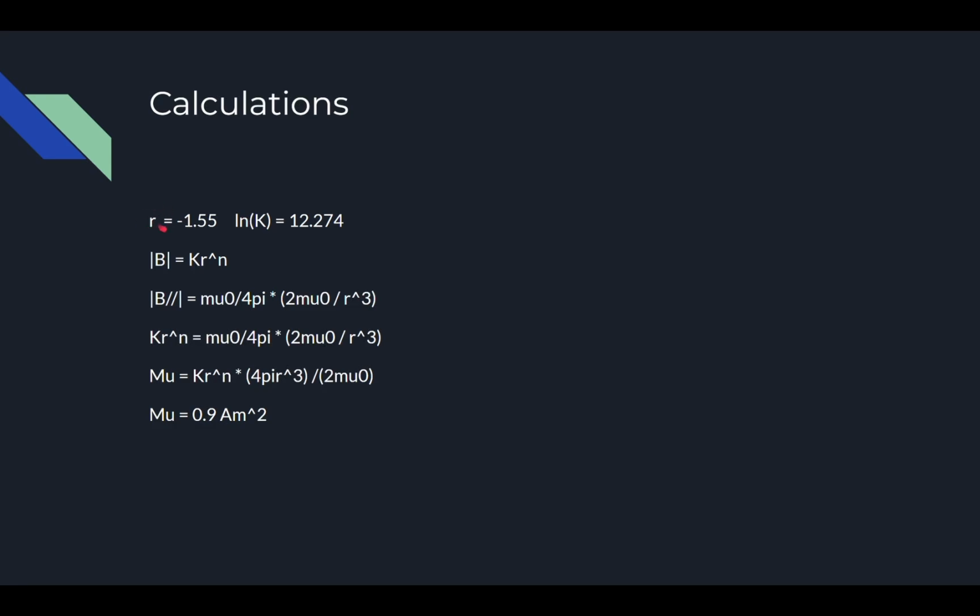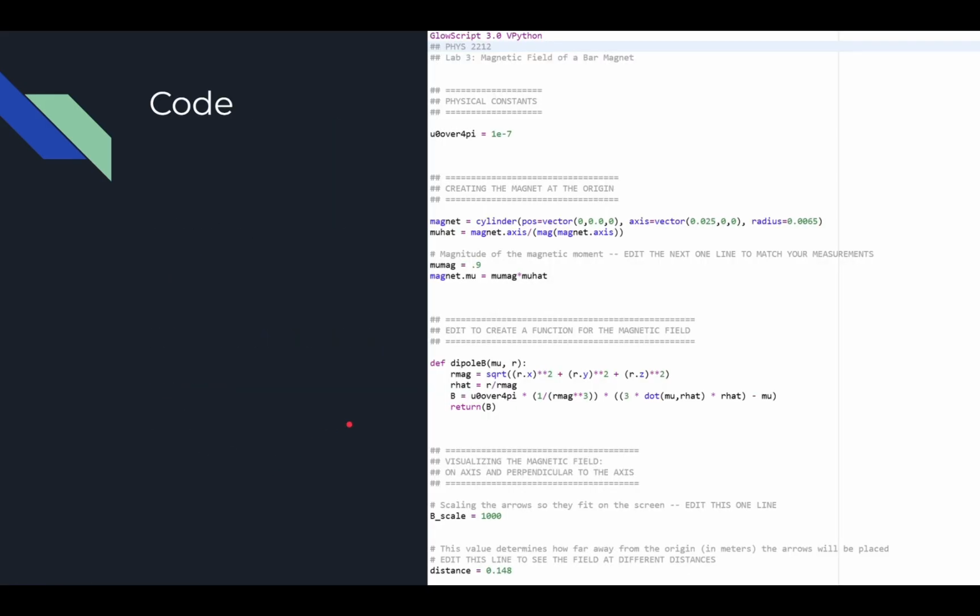The slope is our n, and the y-intercept is the ln of k, where the magnetic field B is equal to k times r to the power of n, which in this case is 3, because our B parallel, which is on axis, is equal to mu naught over 4 pi times 2 mu over r cubed. So we can set this equal to k r^n, where n is equal to 3, and we can isolate mu, and we get mu is equal to 0.9.